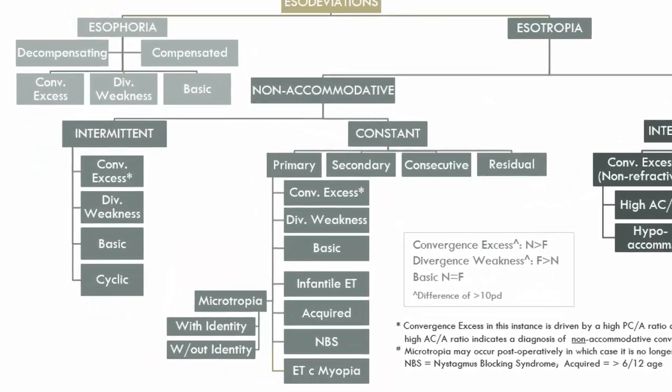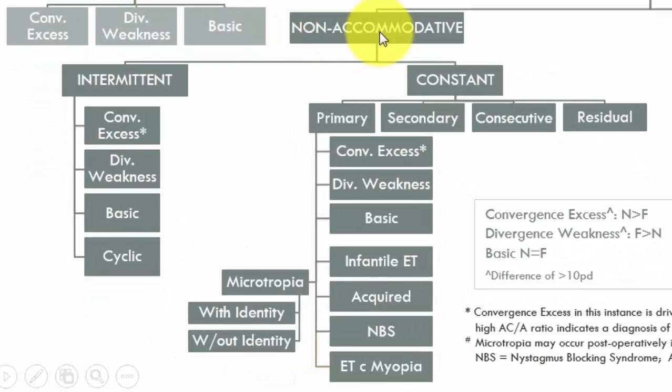Let's look at this a little bit more in detail. Let's start off with the non-accommodative intermittent deviations. As usual, you can classify a patient as having a convergence excess, a divergence weakness, or a basic type of intermittent non-accommodative esotropia. In terms of being intermittent, this means that the patient has control at some point in time. So for convergence excess, for example, it's likely that there's control in the distance. For divergence weakness, it's likely that there's control at near. And for basic, it's likely that it's controlled at various points in time at near and far.